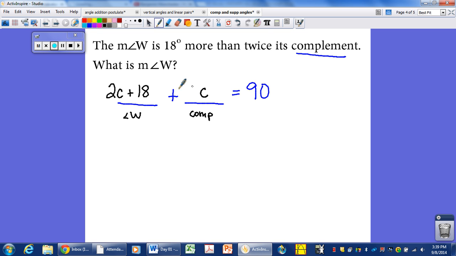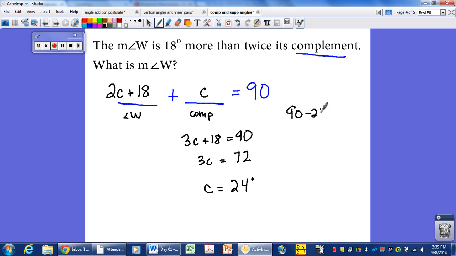And here we have our algebraic equation that we need to solve. So 3c's plus 18 equals 90. 3c's equals 72. Divide both sides by 3. 3 goes into 72, 24 times. So the complement is 24 degrees.